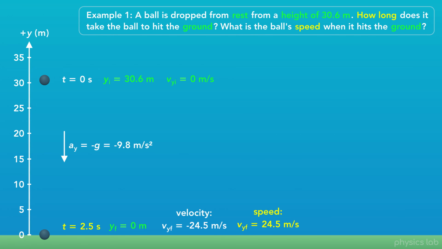Alright, so those are the answers to this question. If any object is dropped from a height of 30.6 meters with no initial velocity, it will always take 2.5 seconds to hit the ground, with a speed of 24.5 meters per second. Questions like this are common, where we have to find some values at one point in the motion, usually when the object hits the ground.